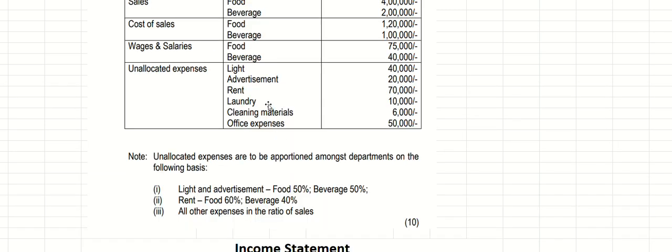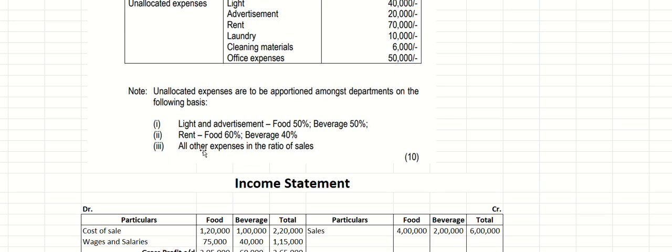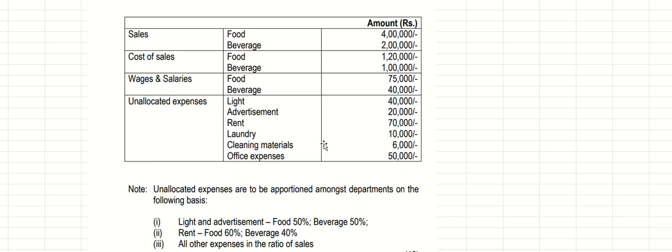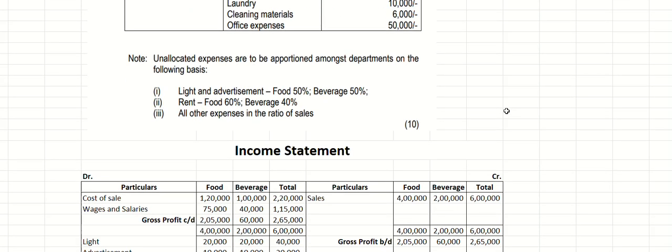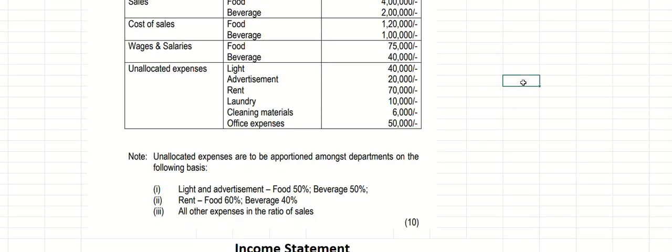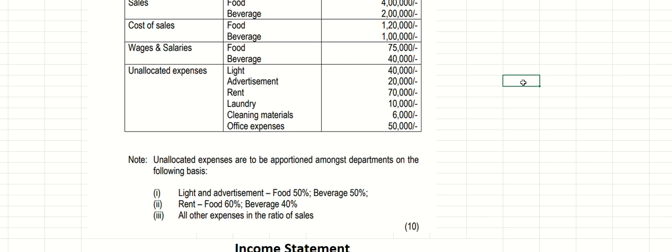Now even after rent, we have three more expenses. How are we going to divide these expenses? All other expenses in the ratio of sales. So it is very important to prepare a working note. Once again, I am writing a working note. In the working note, we are going to find the ratio of sales.